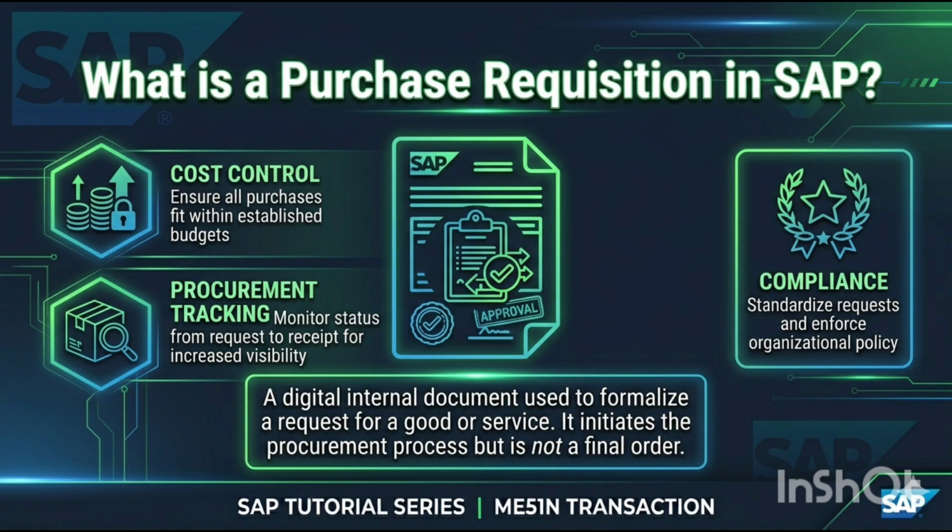In organizations, PRs ensure that every purchase is justified, approved by the right authorities, and aligned with company policies. There are different document types in SAP, but the most common is NB for standard requisitions. Once created, the PR goes through a release strategy based on value, department, or material group. After approval, it can be converted into a purchase order. Understanding PRs properly is crucial because errors at this stage can cause delays in the entire supply chain. In this tutorial, we will see the complete practical process so you can create accurate PRs confidently.